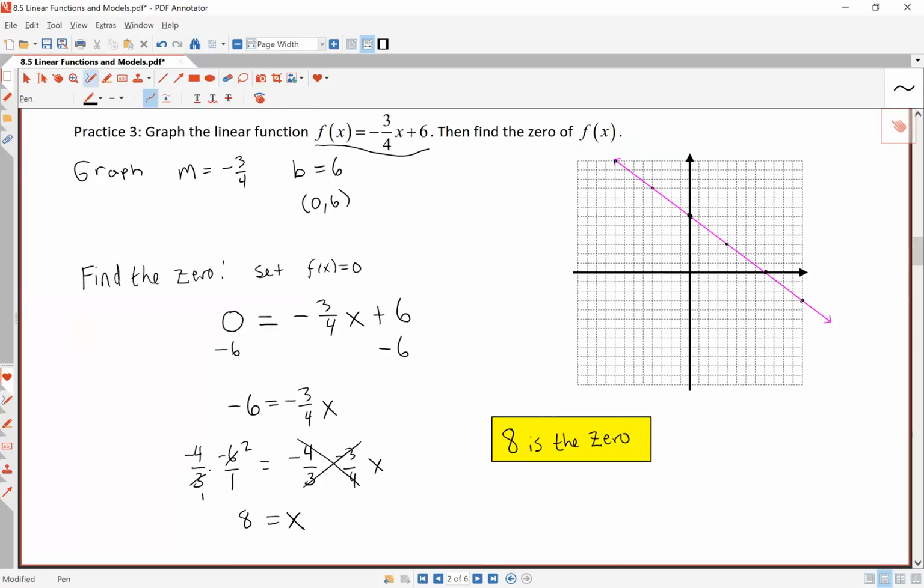And so we make the connection that 8 is the zero, and from the graph, the point (8, 0) is the x-intercept. So from the graph, you can see your zero, in this case, 8 being the zero.